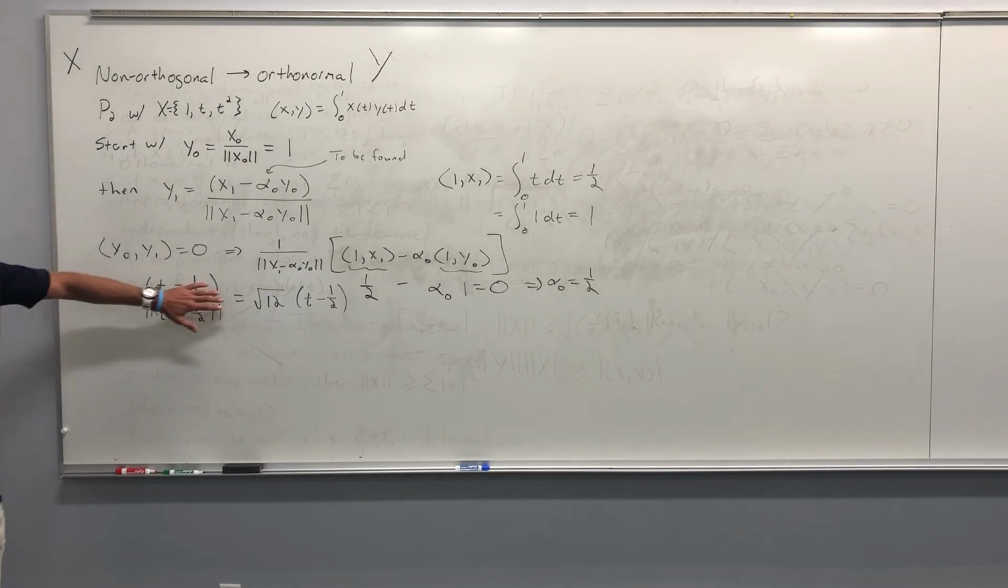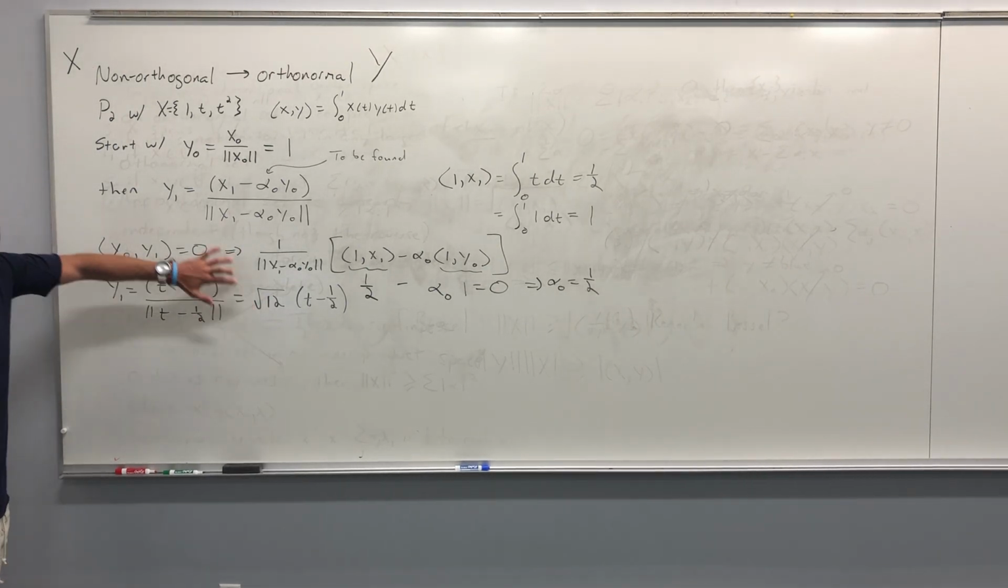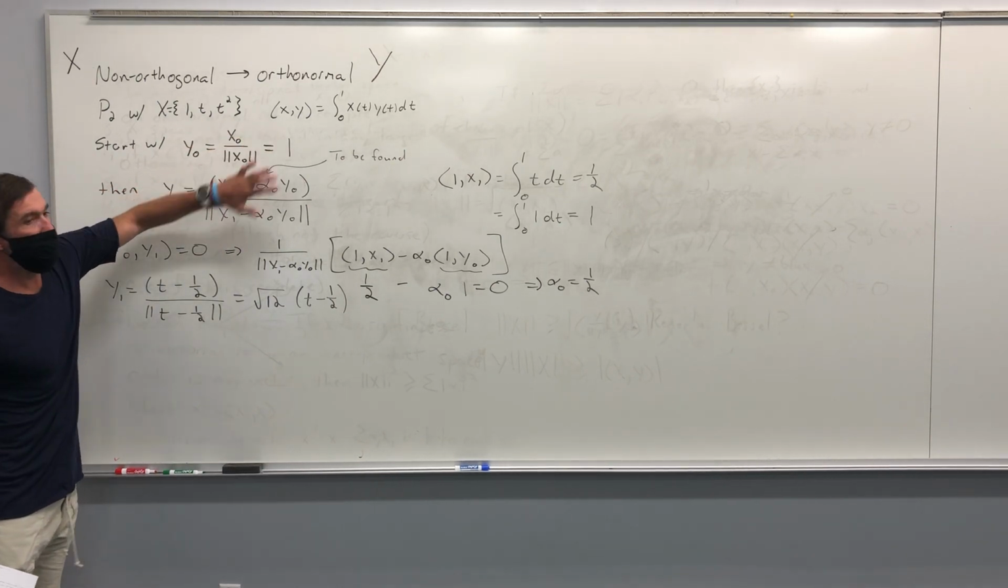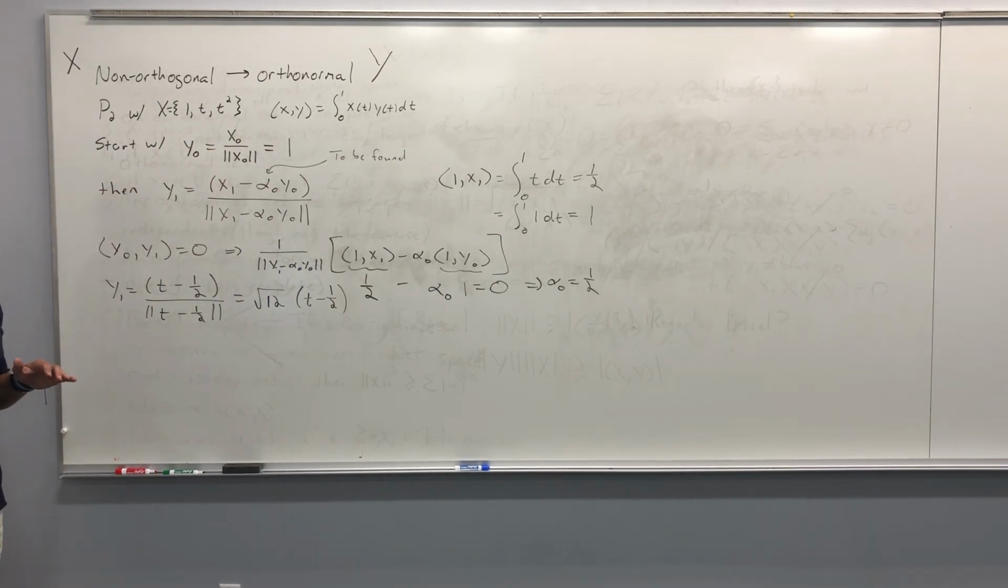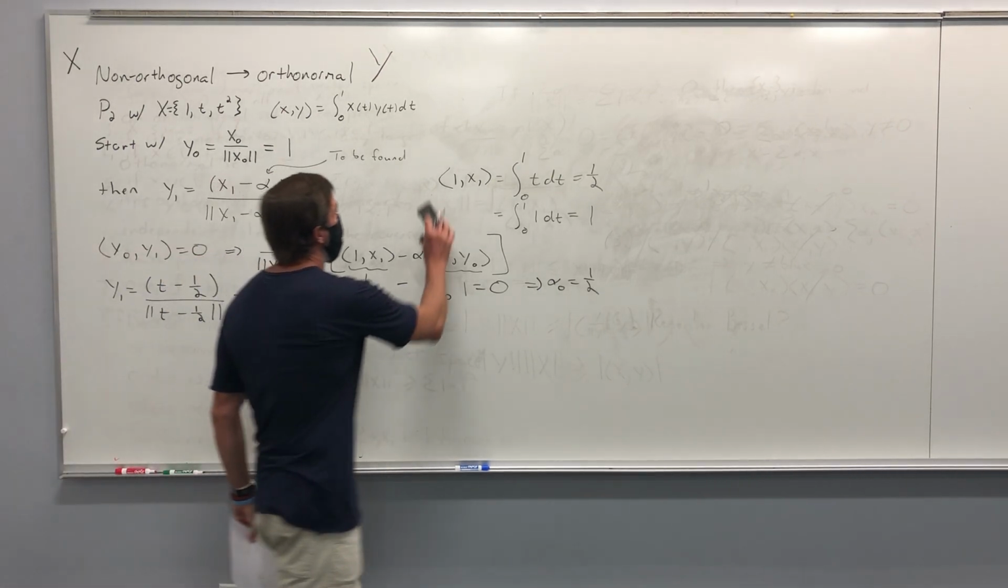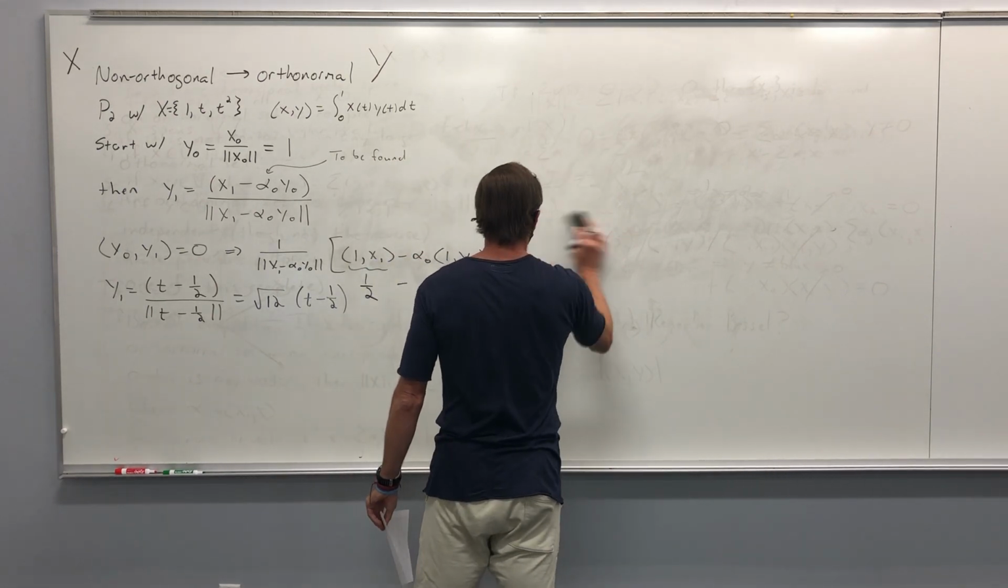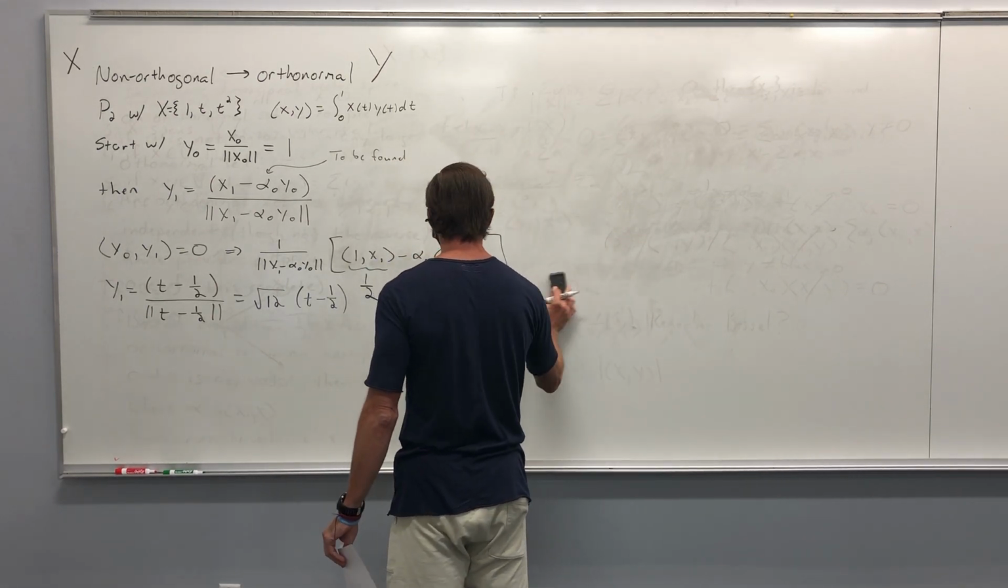So lo and behold, if I take the inner product of this with the number 1, 0. They're orthogonal. So rather quickly, I will work through the last basis vector, so we have a full set.